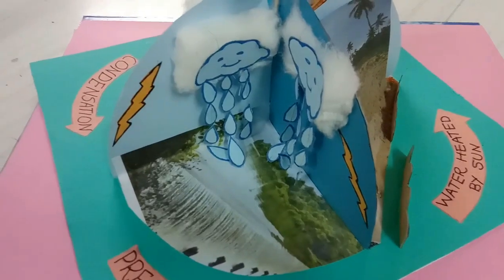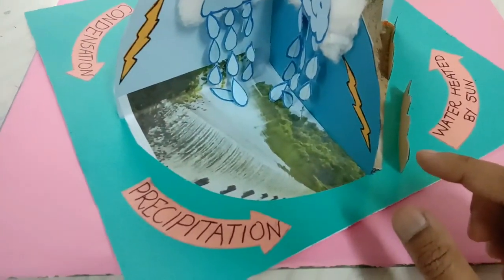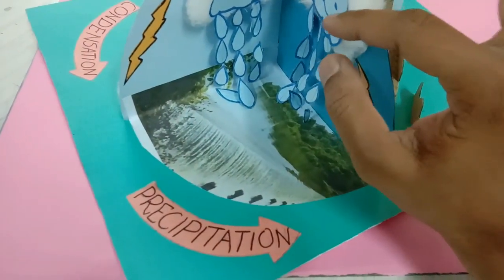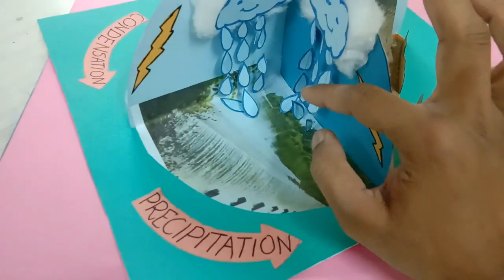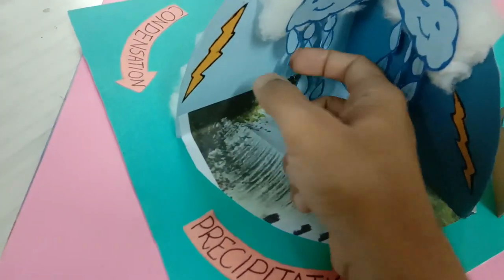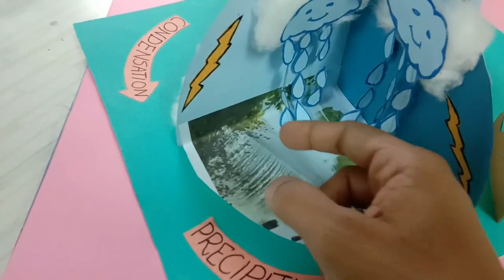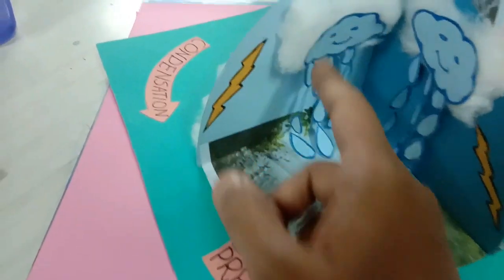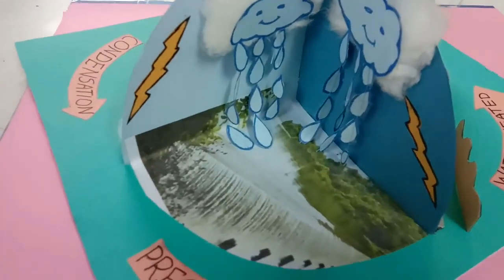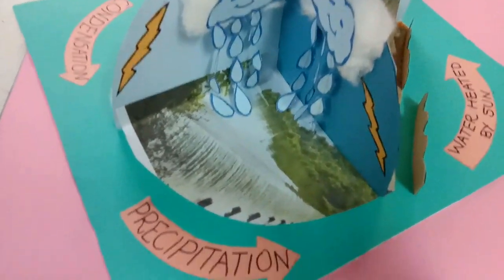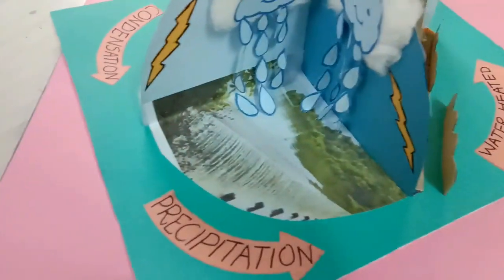Now the last one is precipitation. In precipitation, the water droplets fall back again in the form of rain. And look at this, the paper cuttings are made very beautifully and joined like this, and the clouds are very happy to rain off and show the precipitation process. Lightning is also very beautifully shown.